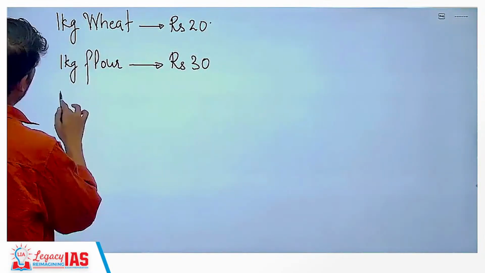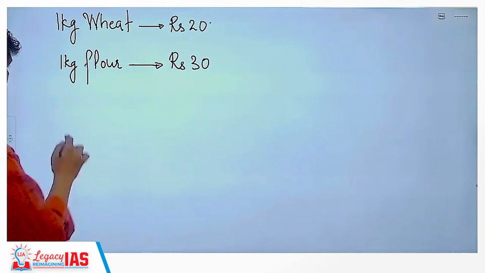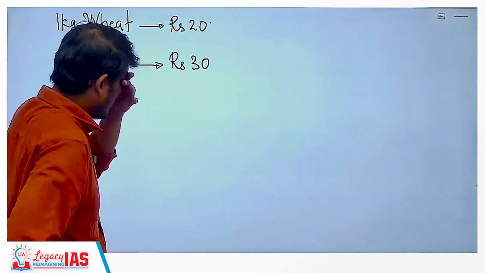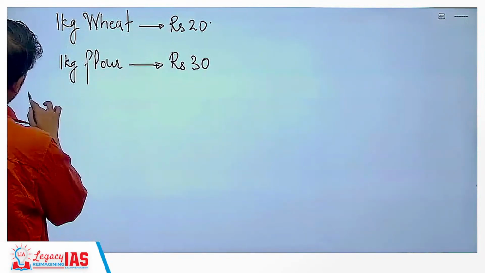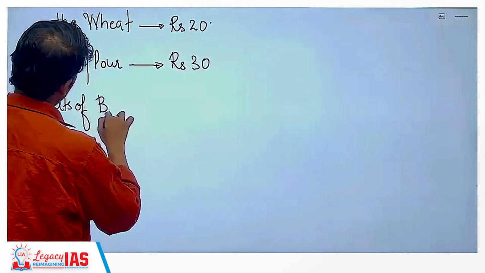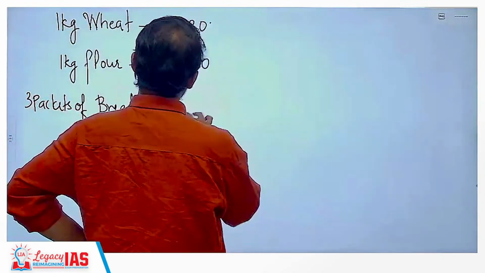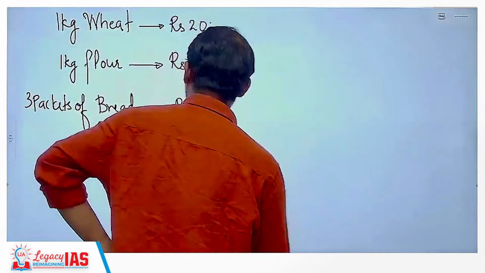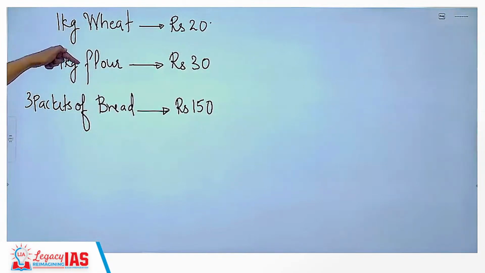Then this flour goes into a bakery for getting converted into dough and then into bread ultimately. So 1 kg of flour will give you 1 kg of bread, that means around 3 packets of bread, let's say rupees 150. It's the same wheat, nothing extra. 1 kg wheat converted into 1 kg flour, converted into 3 packets of bread.